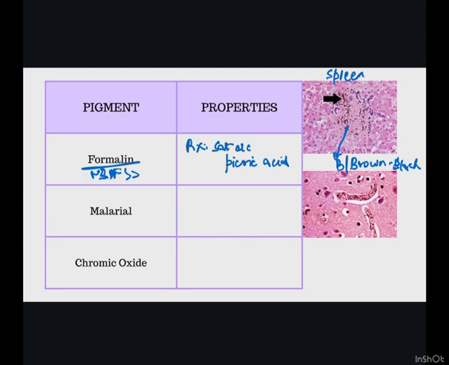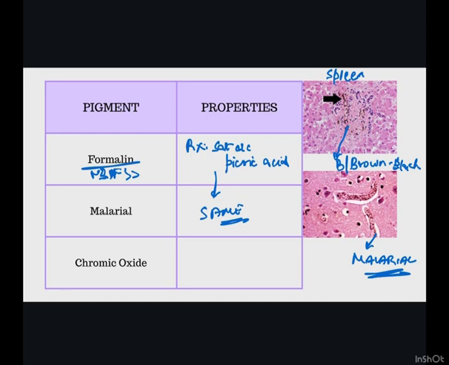So next is the malaria pigment. Malaria pigment, as you can see here, is found in tissues affected with the malarial parasite. So this is the malarial pigment. This is also removed by saturated alcoholic picric acid solution. Whenever you treat malaria, the malarial pigments will get removed by itself.